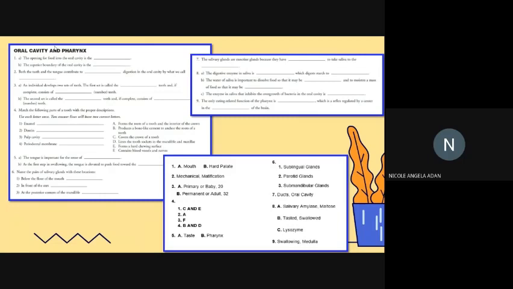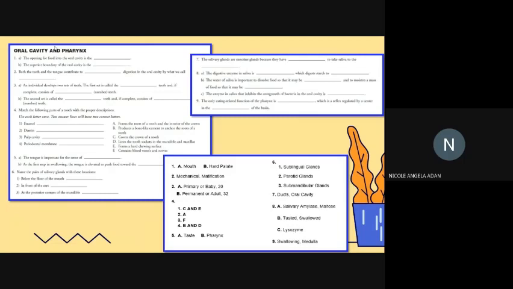Number 4. Match the following parts of a tooth with a proper description. Number 1. Enamel. 2. Dentine. 3. Pulp cavity. 4. Periodontal membrane. Next is number 5. The tongue is important for the sense of taste. As the first step in swallowing, the tongue is elevated to push food toward the pharynx.